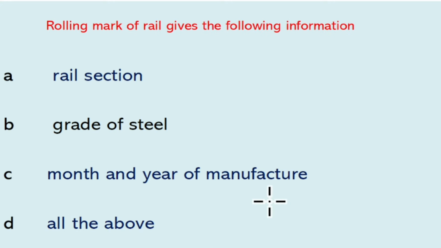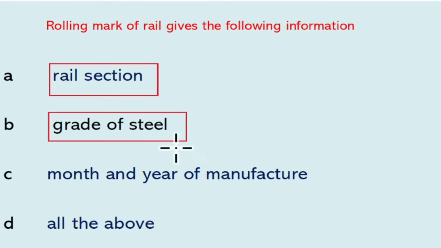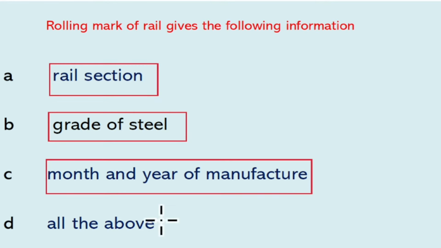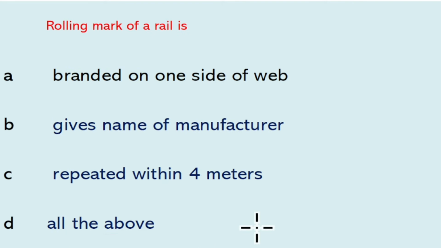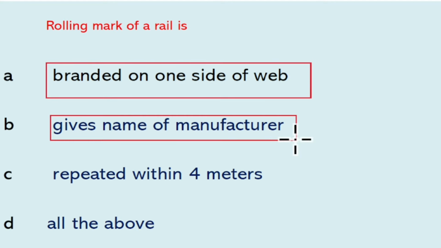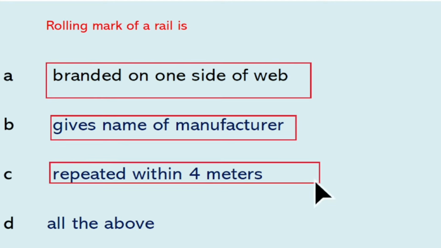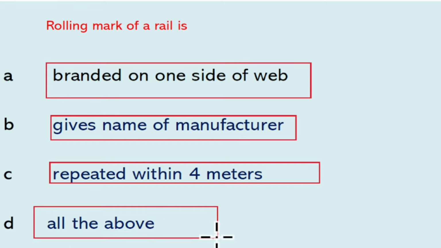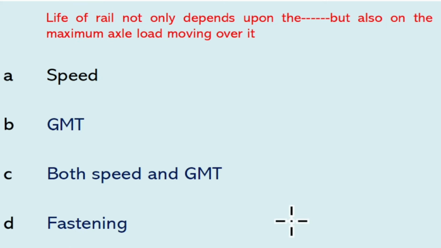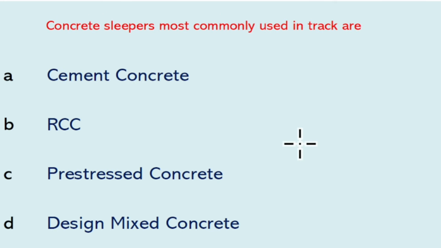Rolling mark of rail gives the following information: rail section, yes. Grade of steel, yes. Month and year of manufacture, yes. So all of them is the right answer. Rolling mark of a rail is branded on one side of the web, yes. Gives name of the manufacturer, yes. Repeated within the 4 meter, yes. So all of it is the right answer. Life of a rail not only depends upon the GMT but also on the maximum axle load moving over it.